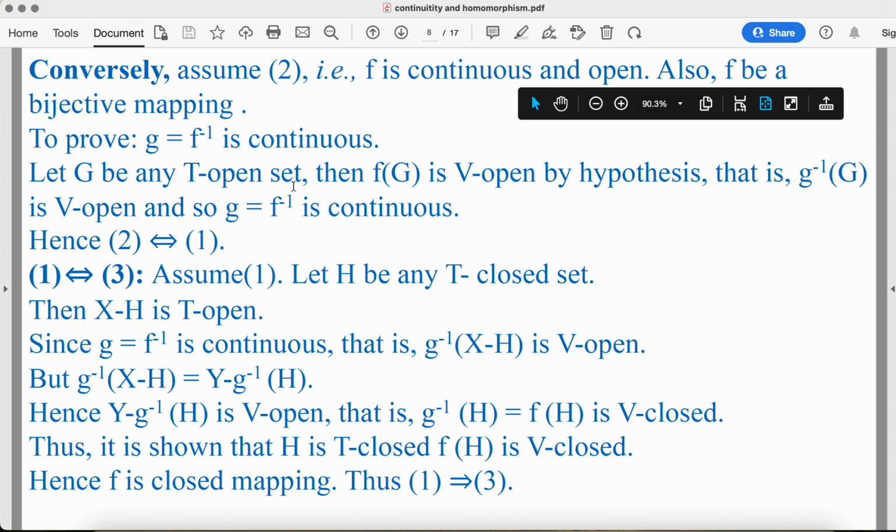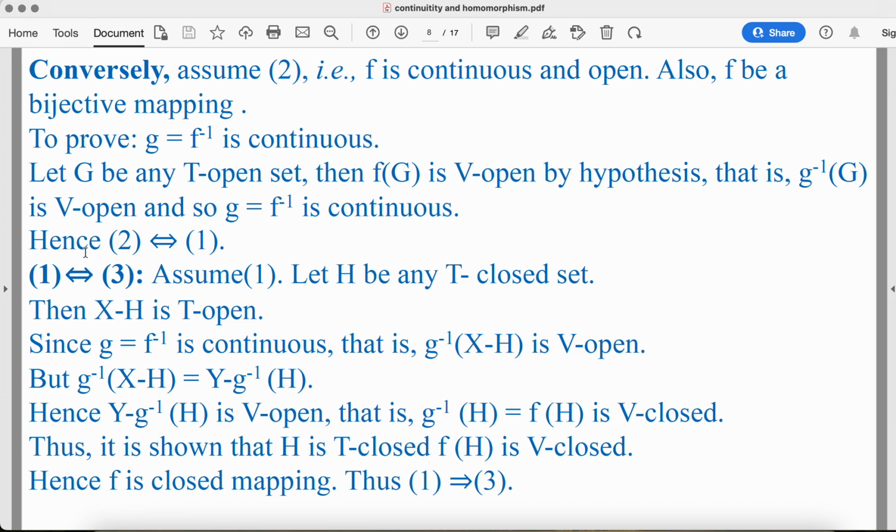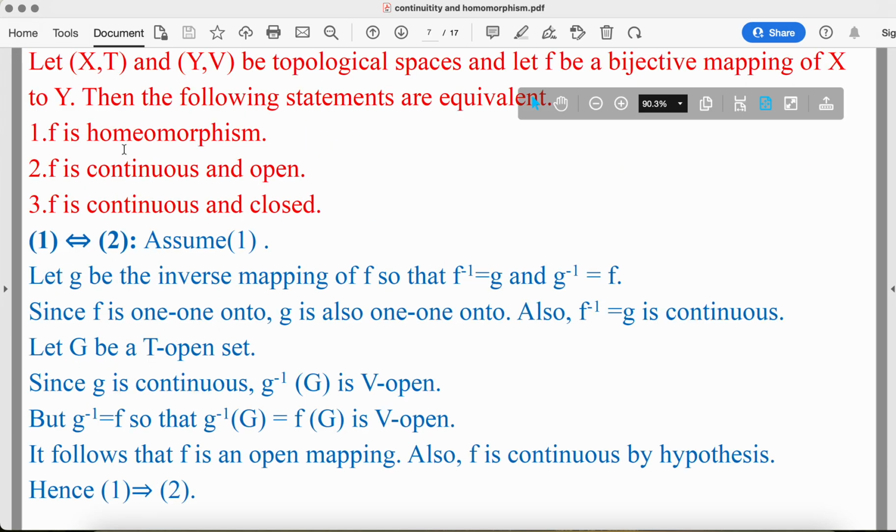Let G be a T open set, then f of G is V open by hypothesis, that is g inverse G is V open, and so g equal to f inverse is continuous. Hence 2 is true if and only if 1 is true. It means f is a homeomorphism if and only if f is continuous and open.